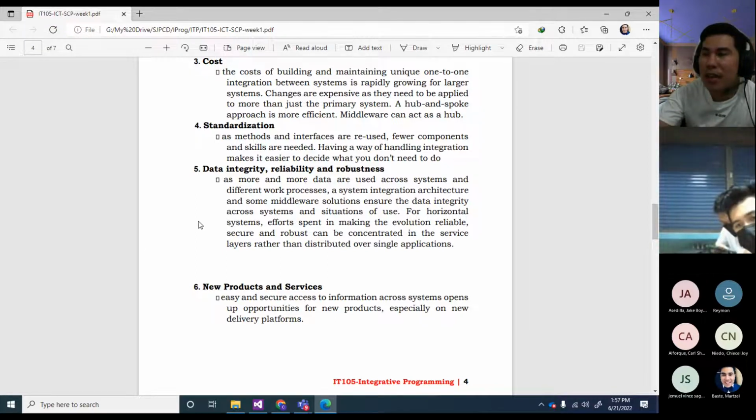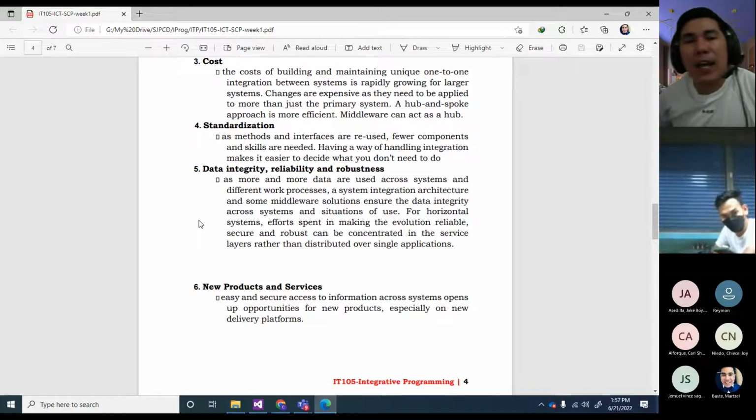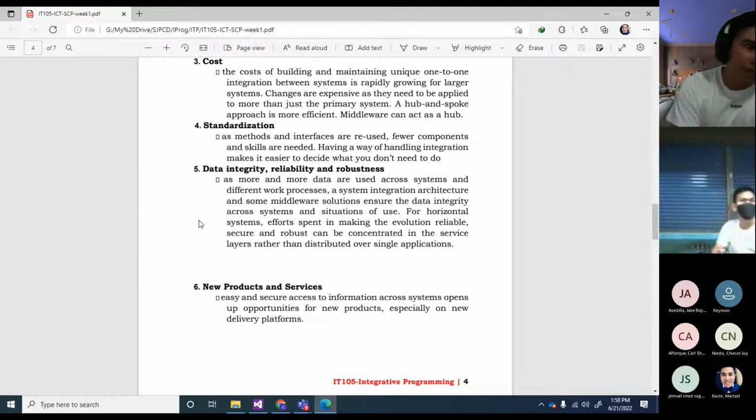So another thing is data integrity, reliability, and robustness. When we talk about robustness, you have a healthy transition of the data across different systems and different work processes and operations. So if you're going to implement this data integration. When we talk about integrity, FYI, it's the highest form of honesty.